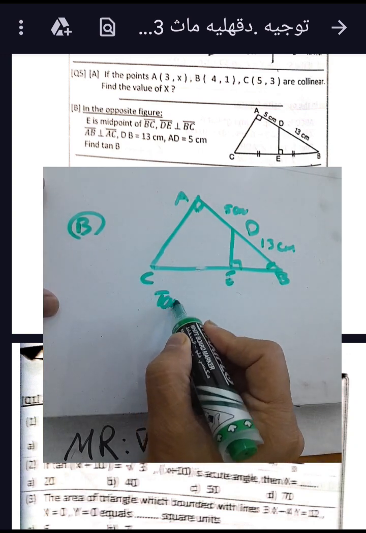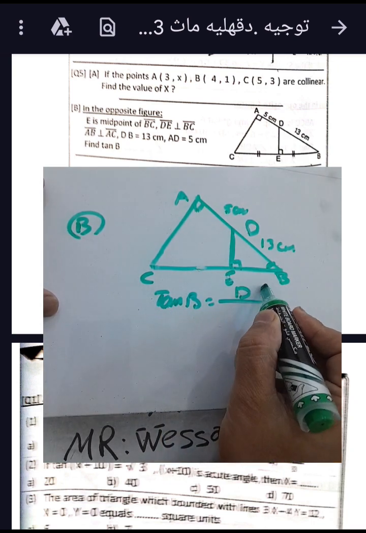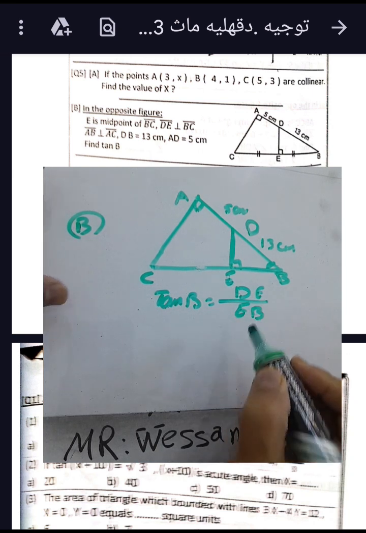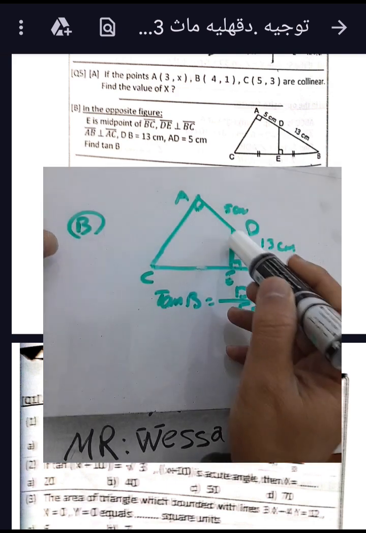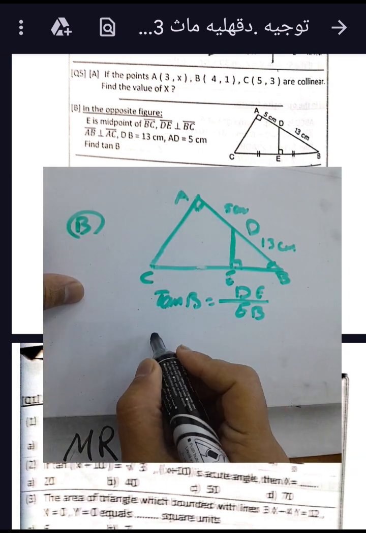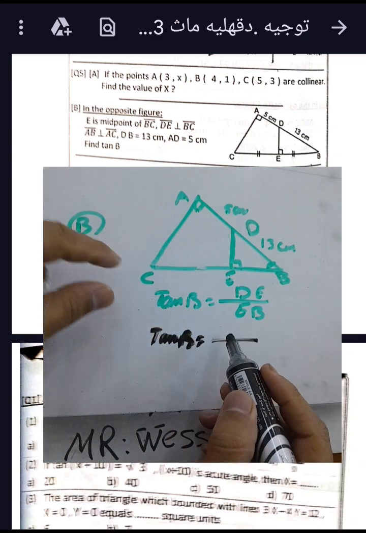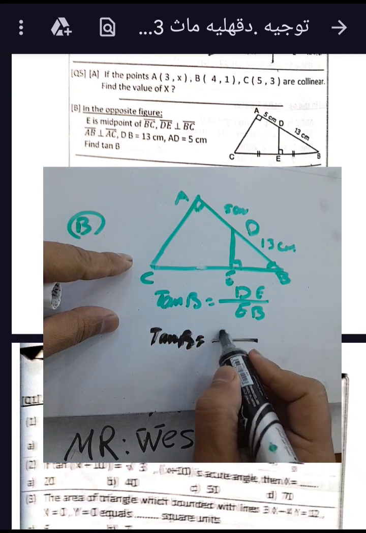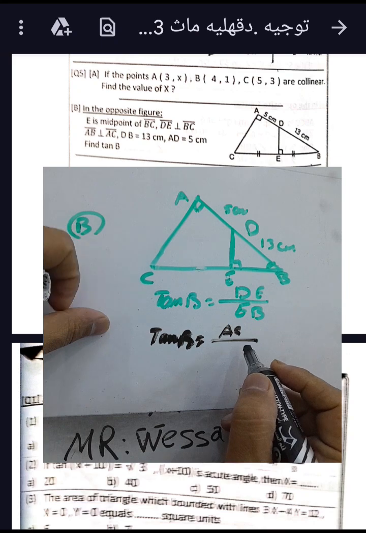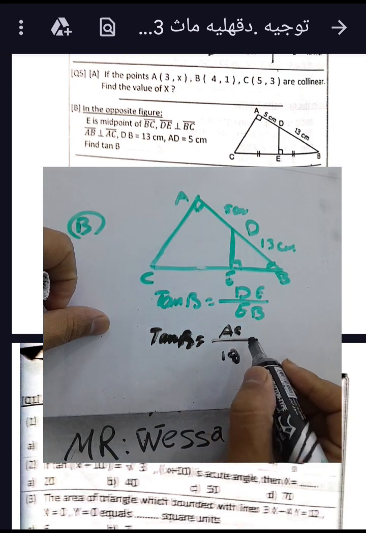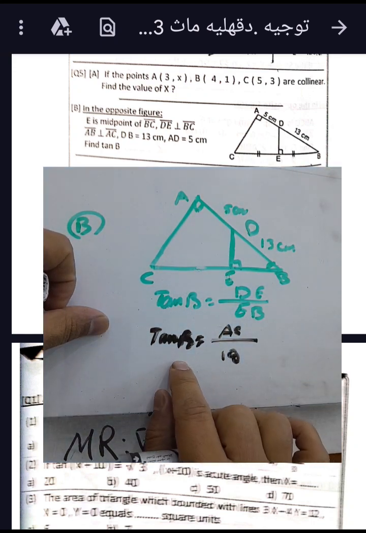Okay, we know tan P equals opposite over adjacent. We can write DE over AB. It was tan P, opposite over adjacent in the first triangle. And we know tan B, from the biggest triangle, is opposite over adjacent. We can write AC over adjacent 5 plus 13. It was 18. Okay, then AC over 18 is tan angle of B.